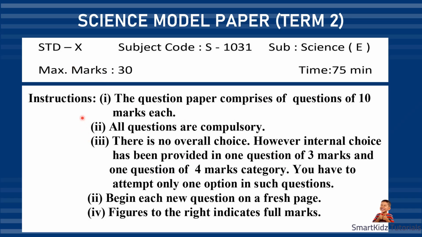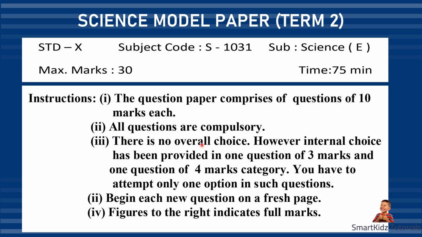So we'll begin with the instructions first. It is a 30 marks paper, 75 minutes, which means 1 hour and 15 minutes. The paper comprises questions of 10 marks each. That means there will be a total of 3 main questions, and each main question will carry 10 marks. That means the total comes to 30.